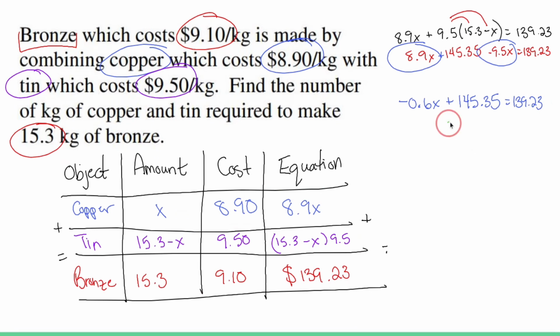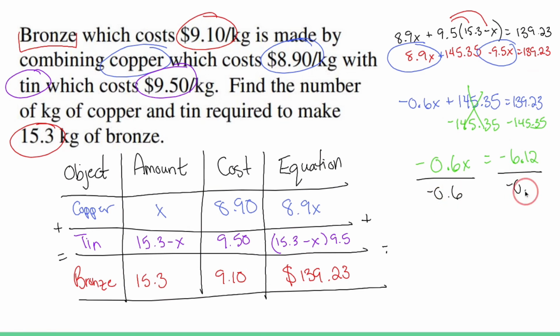Let's subtract 145.35 from both sides. Cross it out, and we get negative 6.12. So drop down the negative 0.6x, and we now have a somewhat friendlier problem to deal with. Let's divide both sides by negative 0.6. If you were nervous about all those negatives, you'll be happy to know that the negative and the negative cancel each other out, and what you get is x equals 10.2.